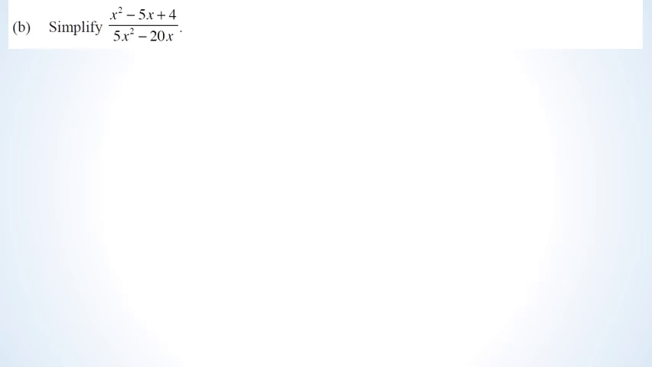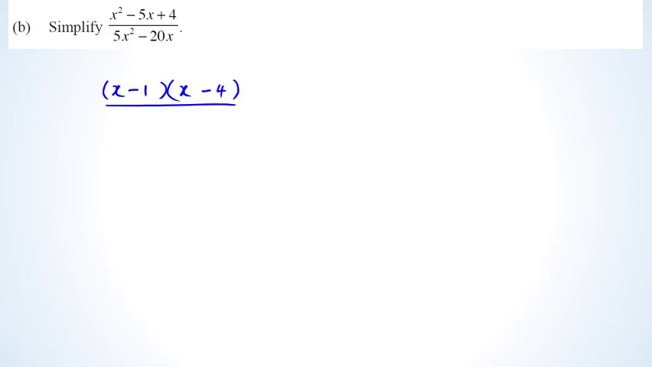The first thing you really want to be doing, whenever you see a quadratic on top of another quadratic, is you factorize. So what we're going to do is factorize the numerator. We're looking for 2 numbers that multiply to positive 4 and add up to minus 5. That's a nice simple one. We've got negative 1 and negative 4.